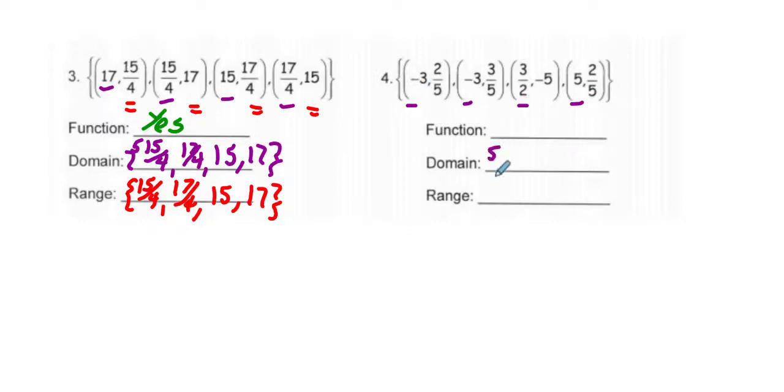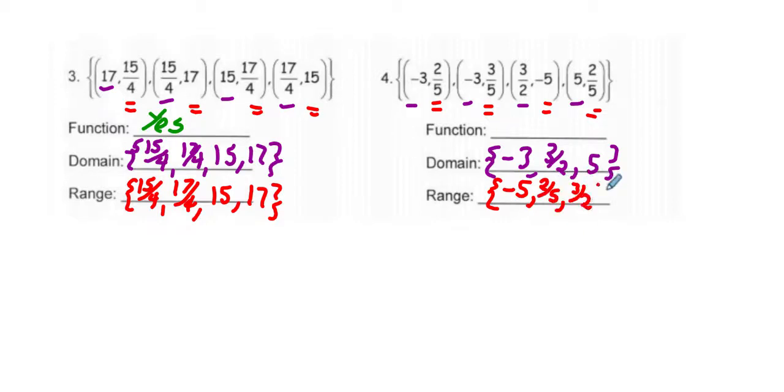Our domain for number 4 is -3, 3 halves, and 5. Our range values are -5, 2 fifths, and 3 halves. Determine if this is a function or not. Well, I see the first 2 points, -3 is going to 2 fifths and 3 halves.